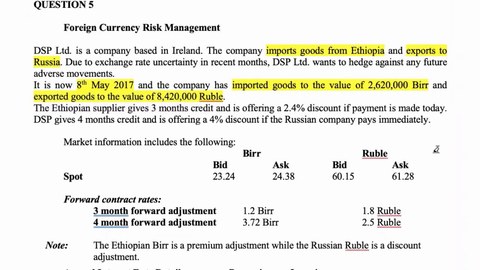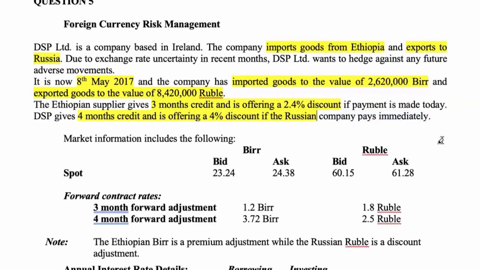So if you recall the way I would have set this up in class, I would just concentrate on one of those firstly. So I just list out the imports. I would say Ethiopia, 2.62 million birr. And I would also say 3 months credit offering 2.5% discount. And then when I've completed all of that, I would go to the exporter side and I would note that the 4% discount is given for Russia.